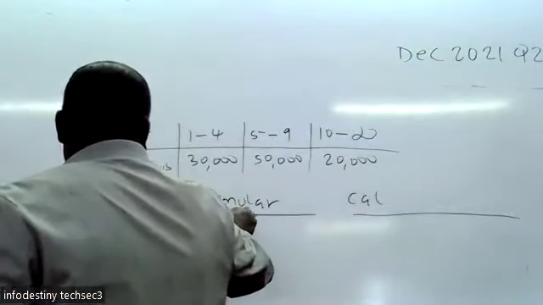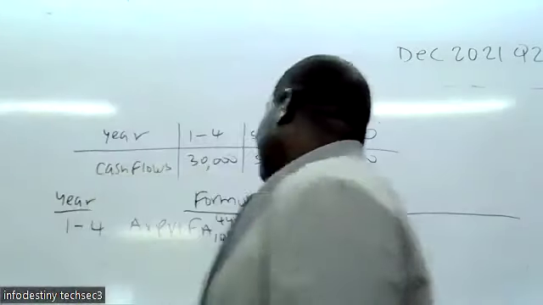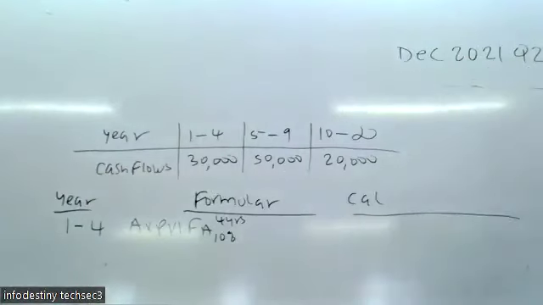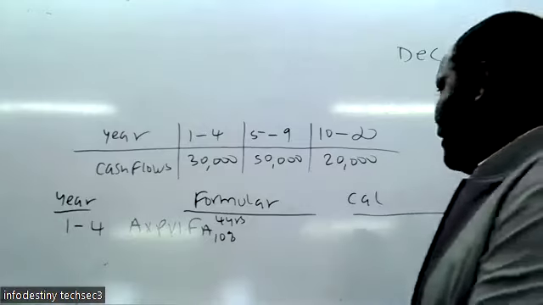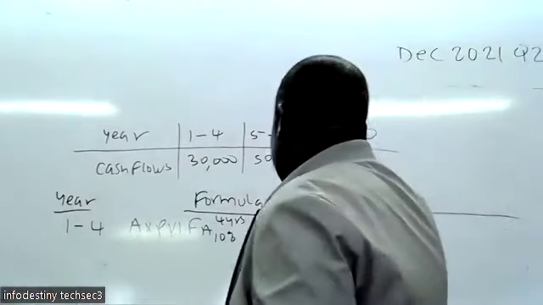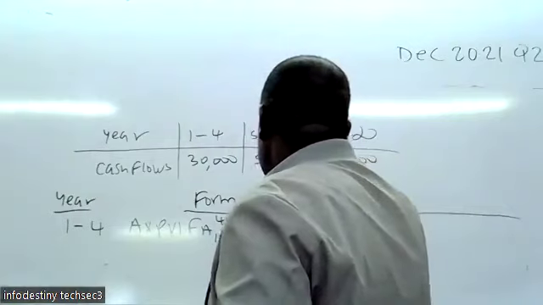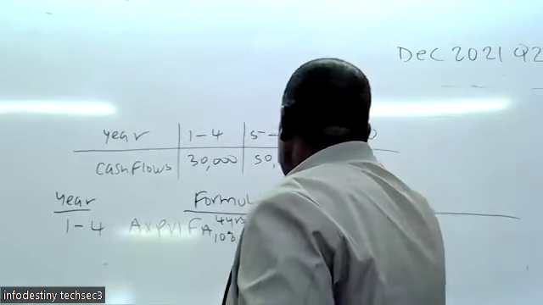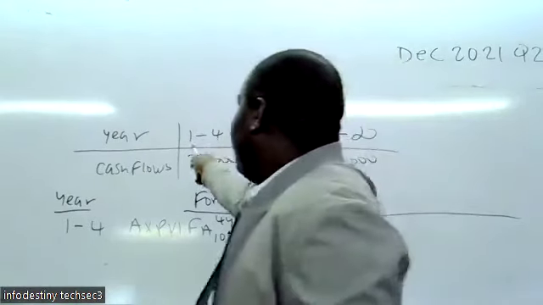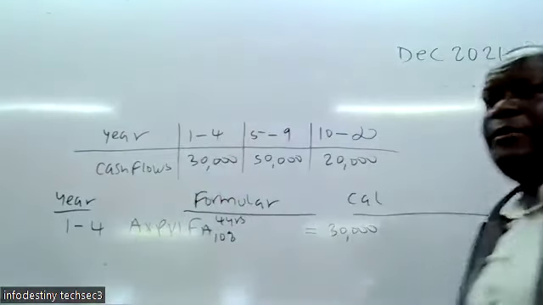10% for 4 years. So it will be annuity multiplied by present value interest factor for the annuity, 10% for the 4 years. So our annuity, it is 30,000. Annuity from year 1 to year 4, it is 30,000.